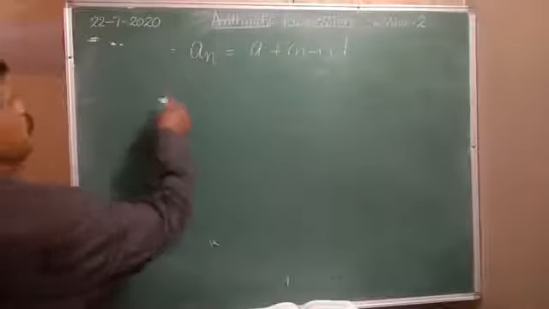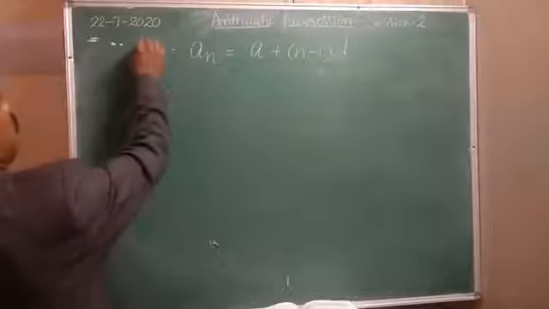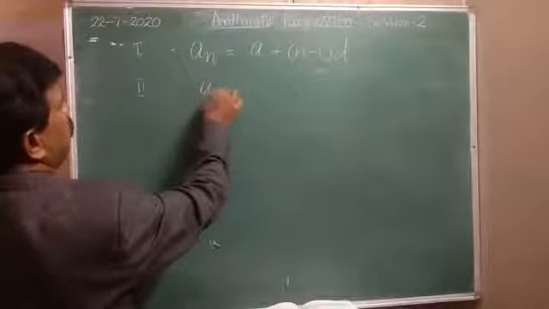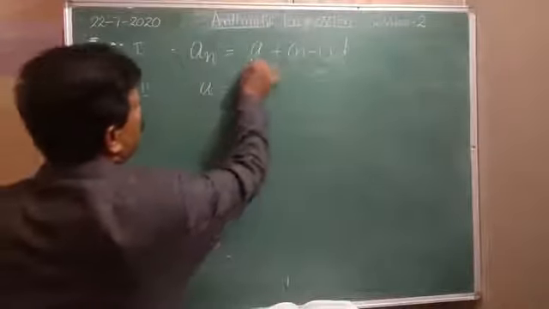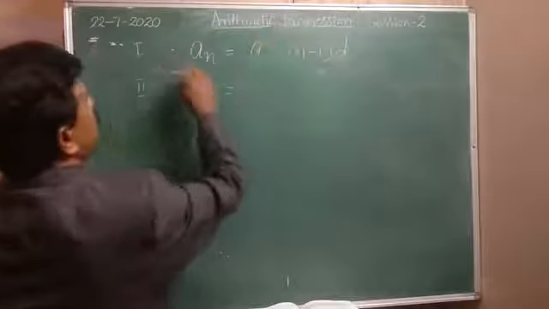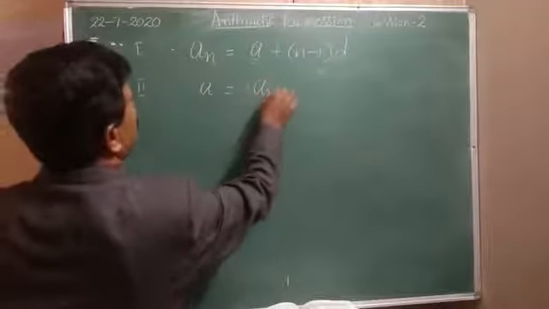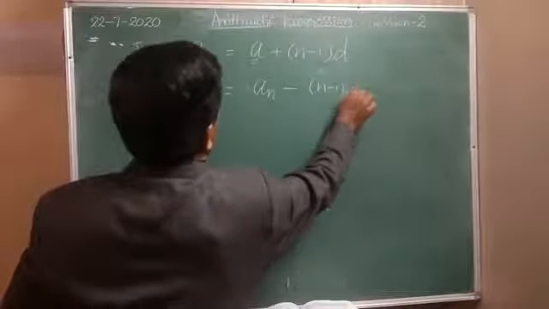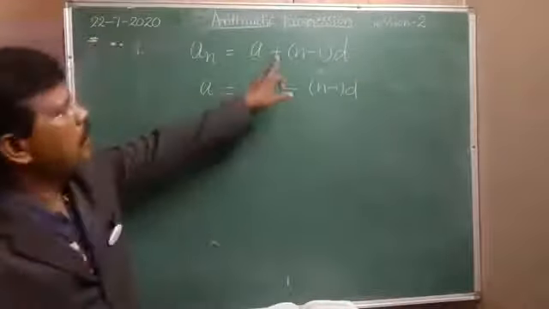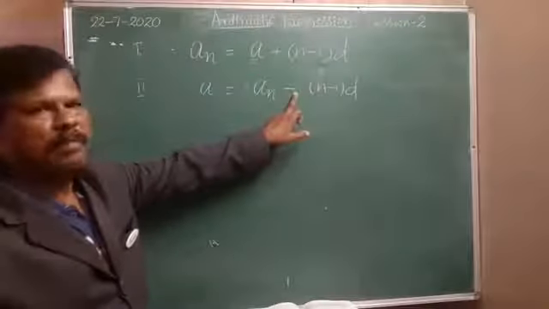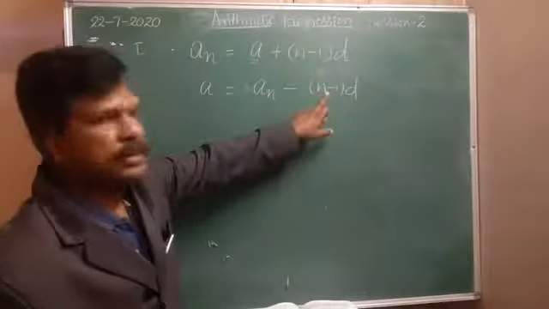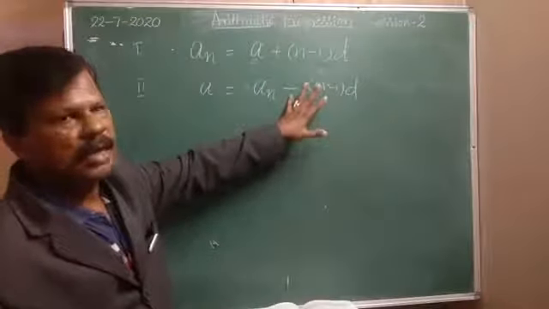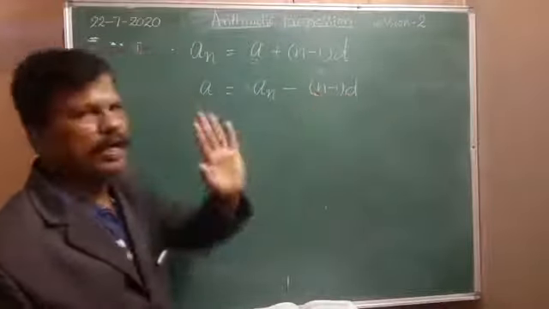Then, to find a, keep a here only and shift all these things to this side, then it becomes a equals an minus of n minus 1 into d. Remember, only this plus sign changes to minus, not this minus. Only this plus sign becomes minus, and the whole thing you should write as it is.